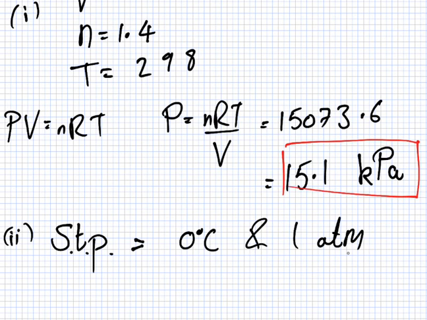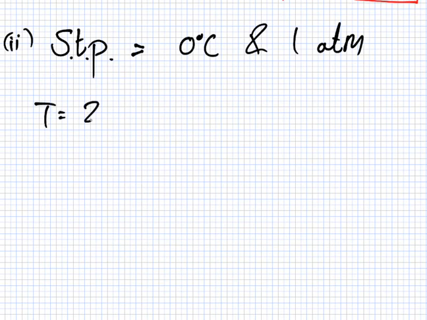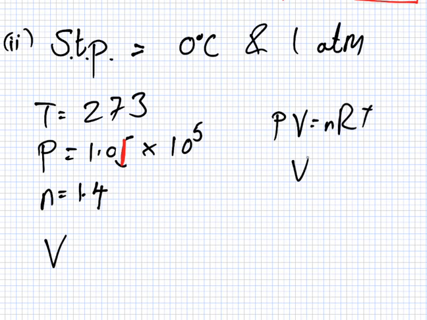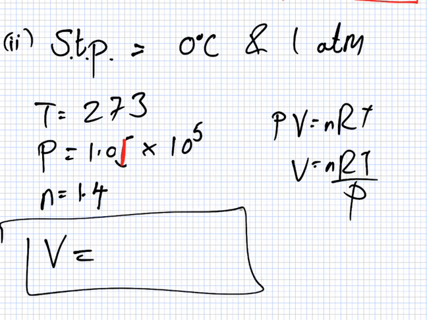Okay, so now we have temperature 273, pressure 1 atmosphere. Did I write 1.01 previously? No, I didn't need it for that. Okay. So we have the temperature, we have the pressure, we have the mole number, it's still the same, and this time we want the V. Okay, so PV equals nRT, so V is nRT over P. So we have the answer now. Or does someone have it already? Yeah, what is it?